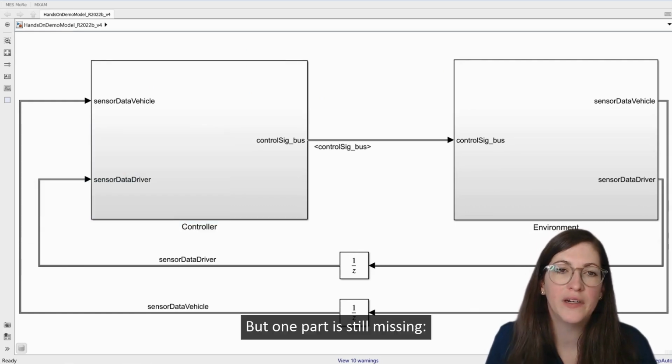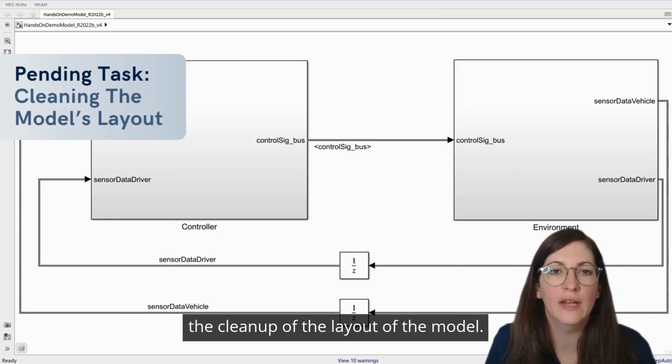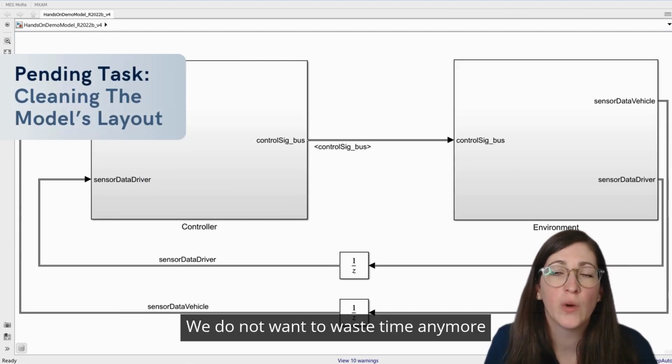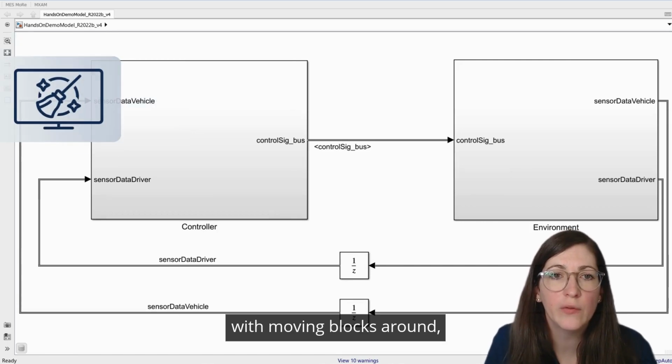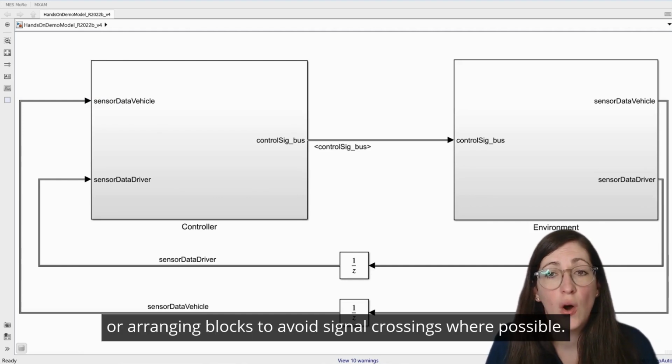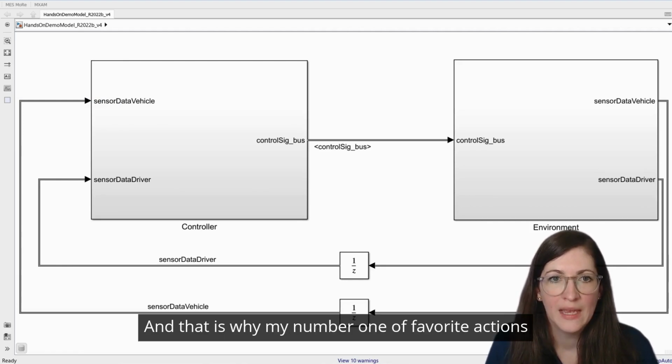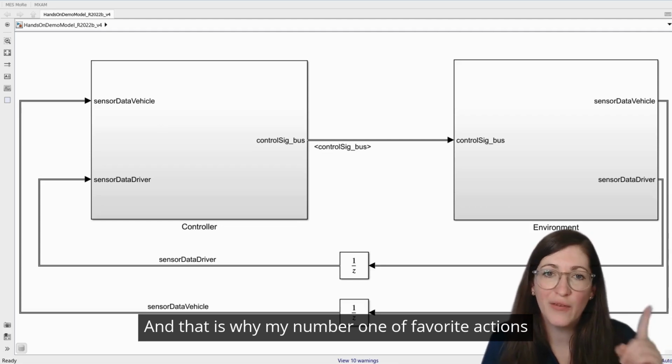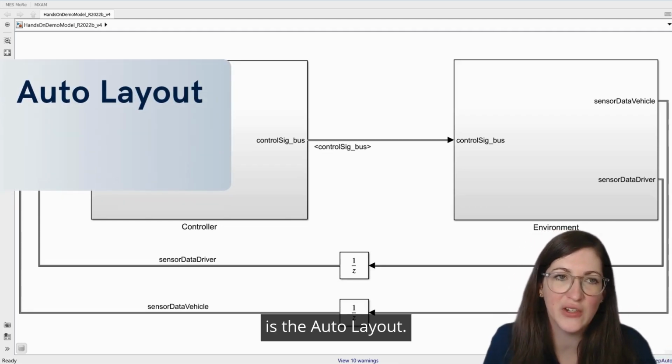But one part is still missing, the cleanup of the layout of the model. We do not want to waste time anymore with moving blocks around, adjusting signal lines pixel by pixel, or arranging blocks to avoid signal crossings where possible. And that is why my number 1 of favorite actions is the outer layout.